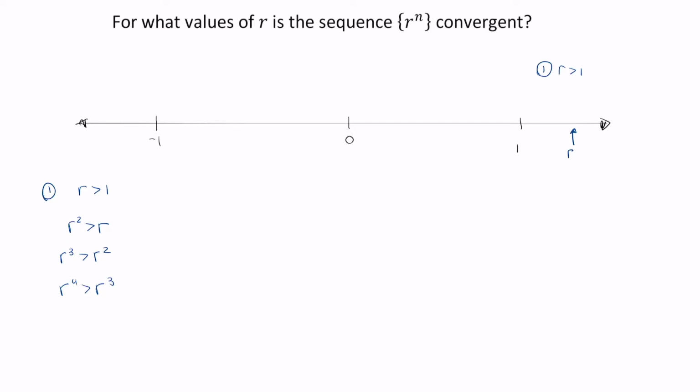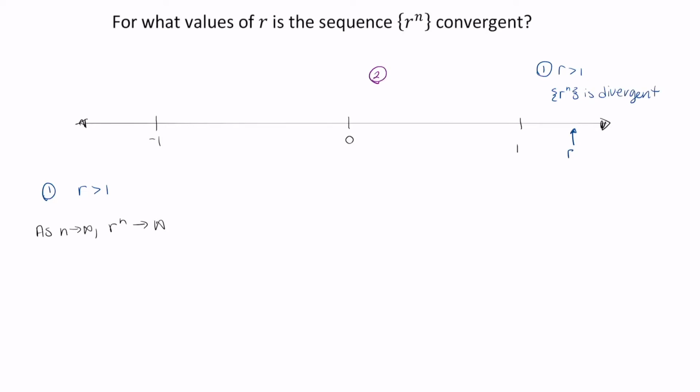And if you notice, every subsequent term, here's r squared is larger than r, so r squared will be here, r cubed will be here, r to the 4th. And for every subsequent term, our sequence gets larger and larger and larger. What does that actually tell us? This tells us that as n approaches infinity, r to the nth power approaches infinity. So if r is larger than 1, then the sequence r to the nth power is divergent.